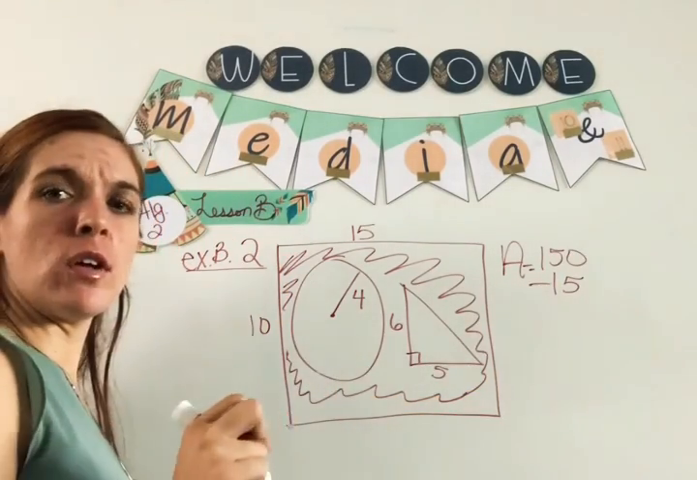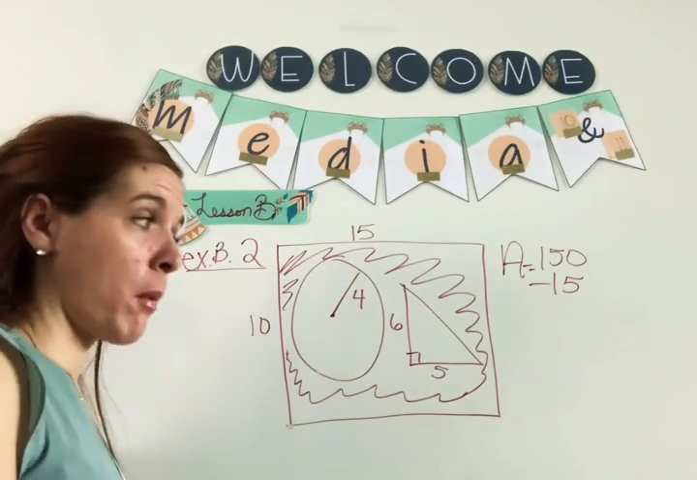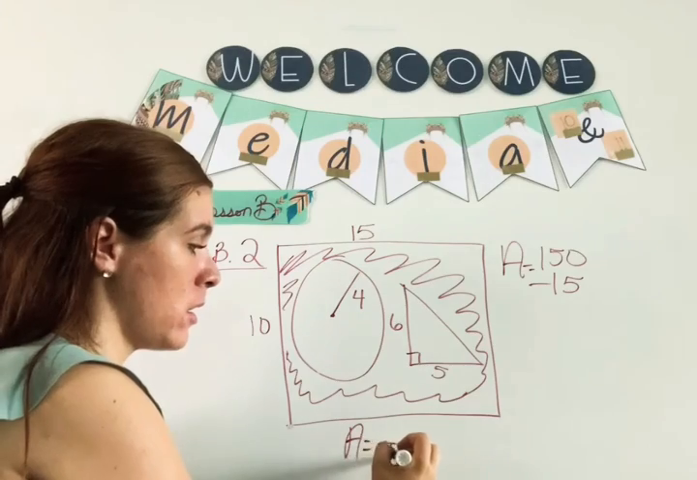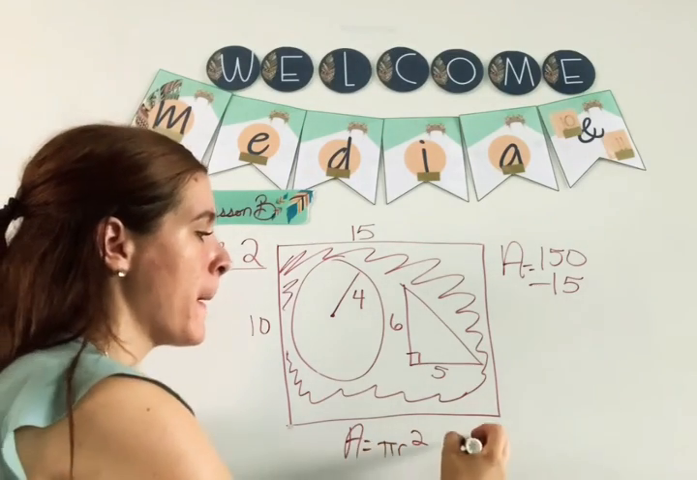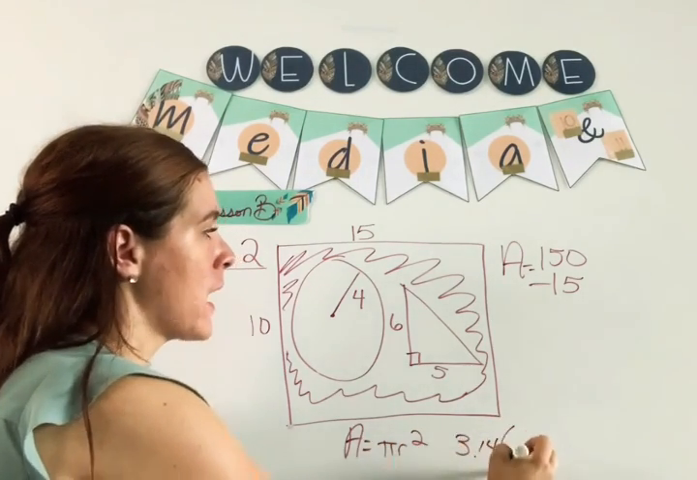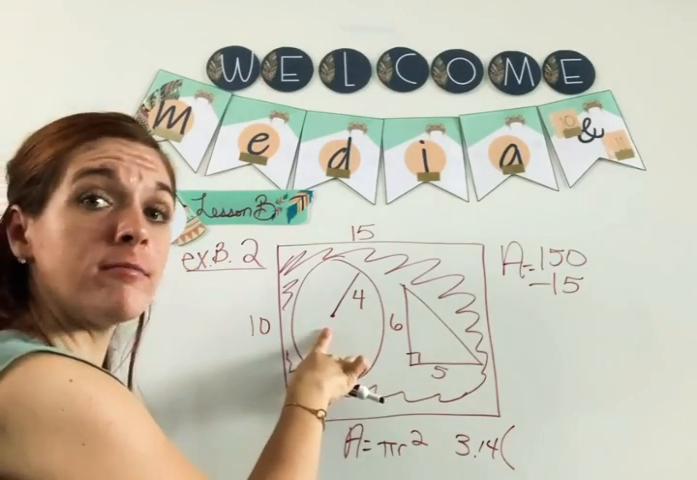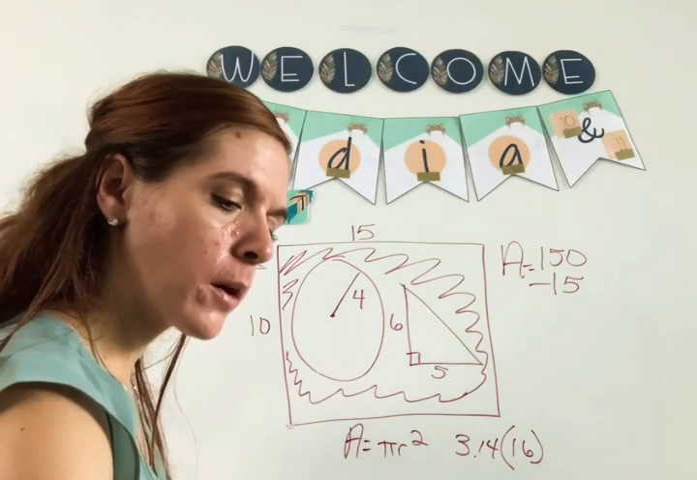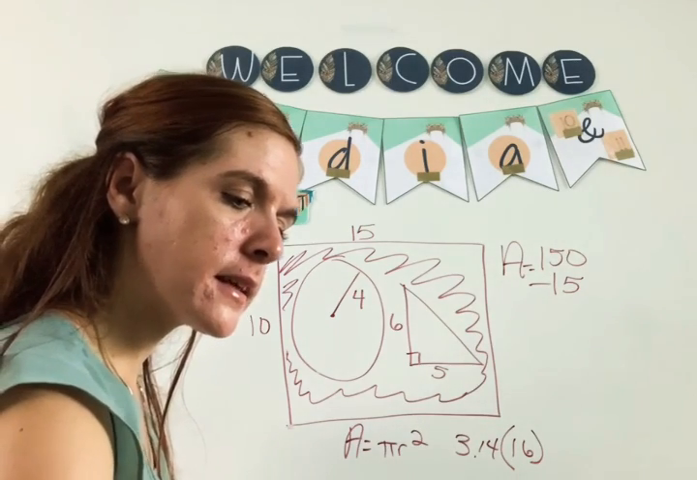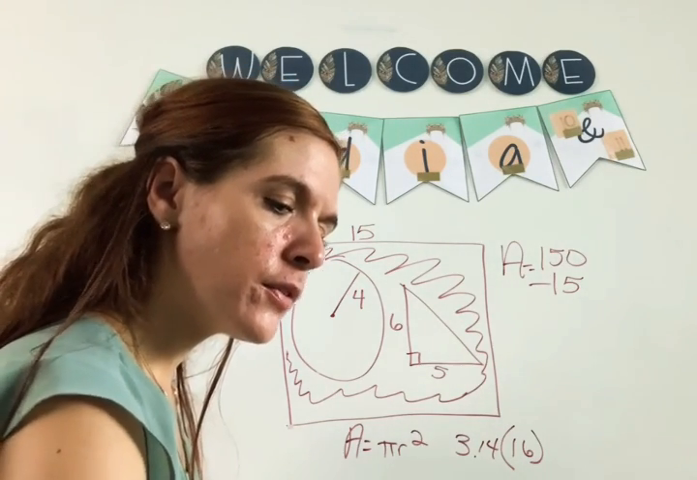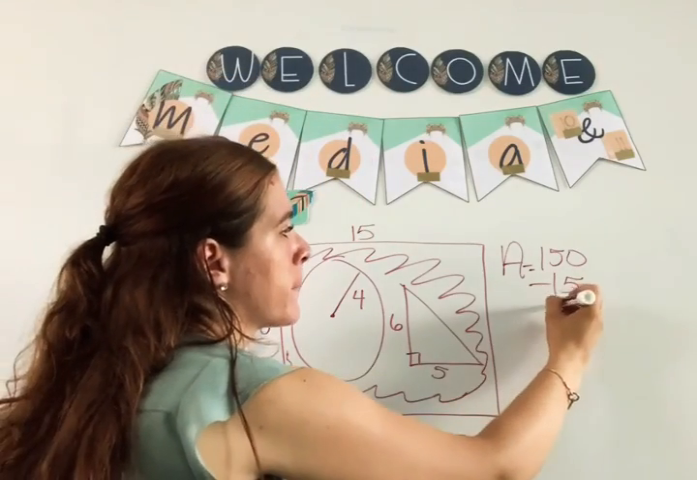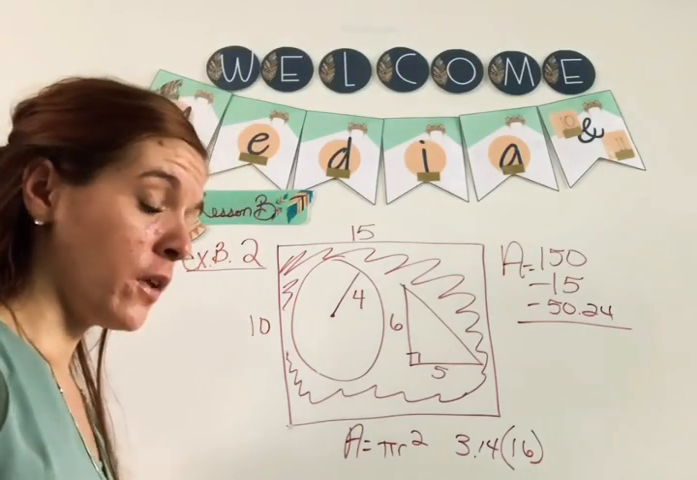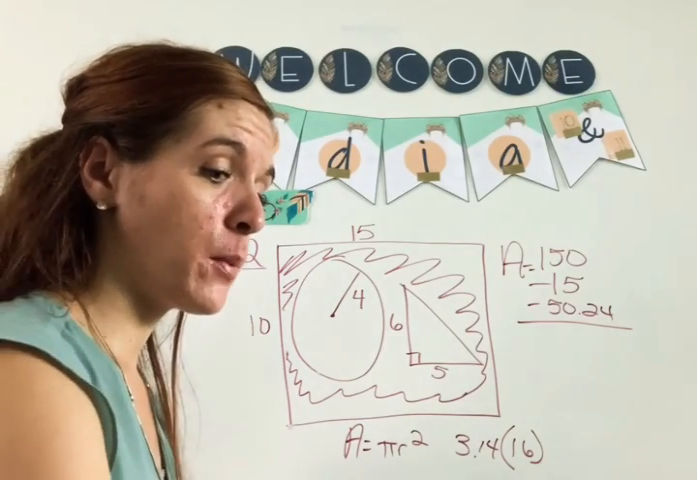Okay, area of the circle is also easy. Just remember the formula. Say it to yourself if you need to. Area equals pi r squared. So it's going to be 3.14 times what squared? 4 squared, which is 16. So let's just put that there. So we have 3.14 times 16, which is 50.24. Okay, so we're also going to be subtracting that. 150 minus 15, and then that answer minus 50.24.